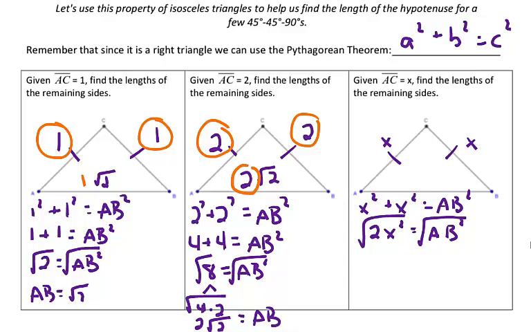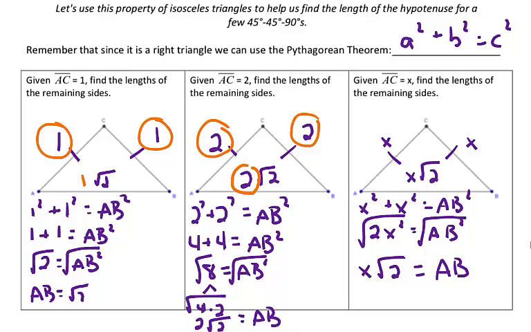To simplify this radical, since 2 is not a perfect square, the square root of 2 is going to give us a decimal, so we're going to leave 2 under the radical. However, we can take the square root of x squared, and we'll just be left with x. So x, with 2 left under the radical: x radical 2 is the length of AB. And this is our general pattern.